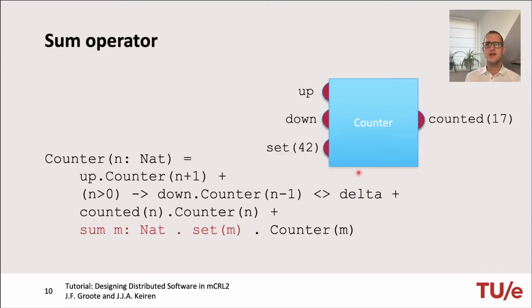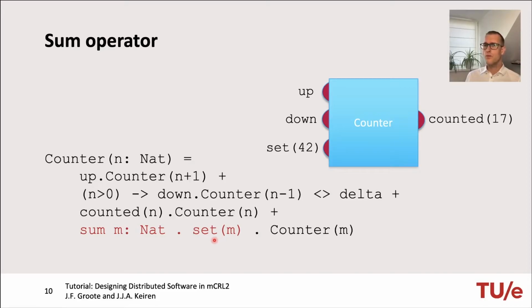The last ingredient that we have in the language is the sum. The sum generalizes the alternative choice over a variable over some arbitrary data domain here. So for instance, to extend the counter with a set action that can set the value of the counter to an arbitrary natural number, we can write the sum over all natural numbers set m.